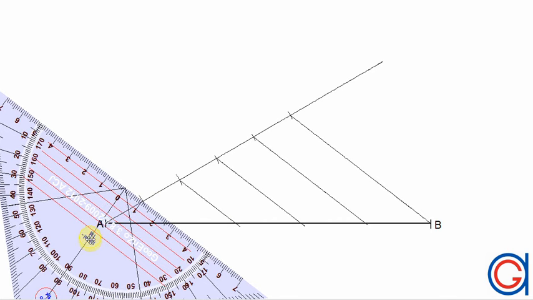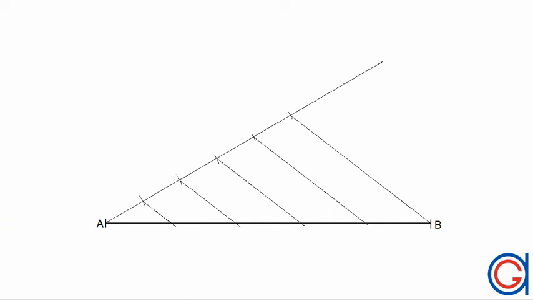These parallel lines will intersect our line segment in 5 equal parts, as shown. Each part will have a dimension AB divided by 5, as can be seen in the video.